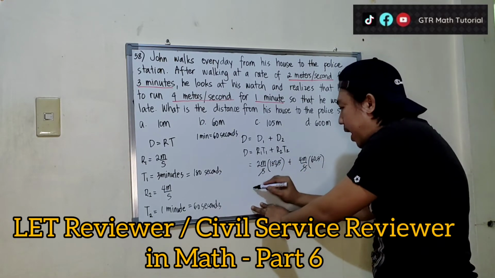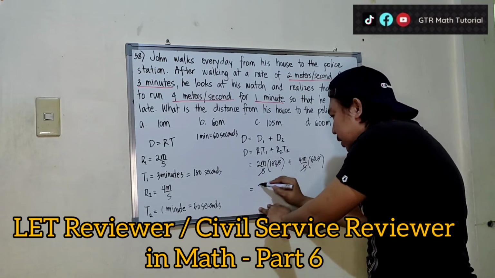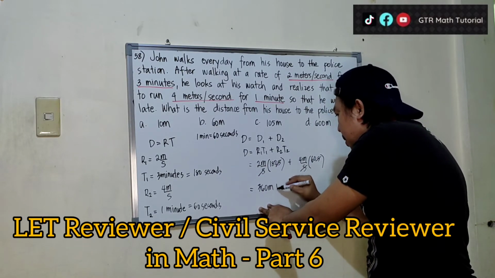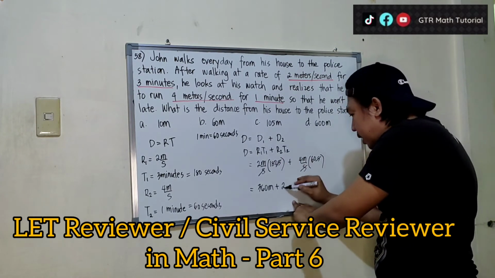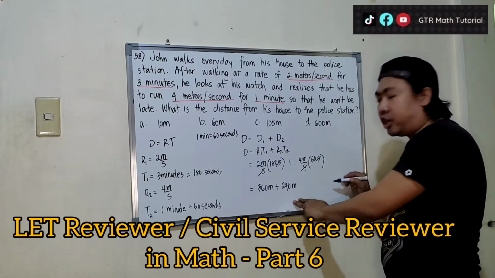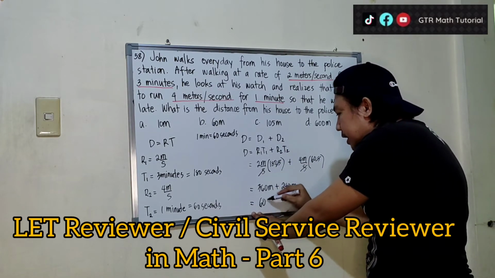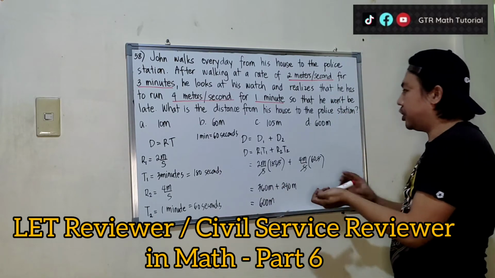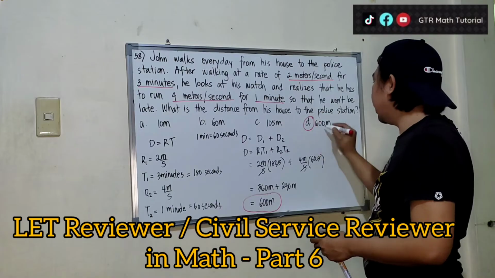So 2 times 180, that is equal to 360 meters, plus 4 times 60, so that is 240 meters. So when we add that, 360 plus 240, that is equal to 600 meters. So therefore, the answer is letter D.